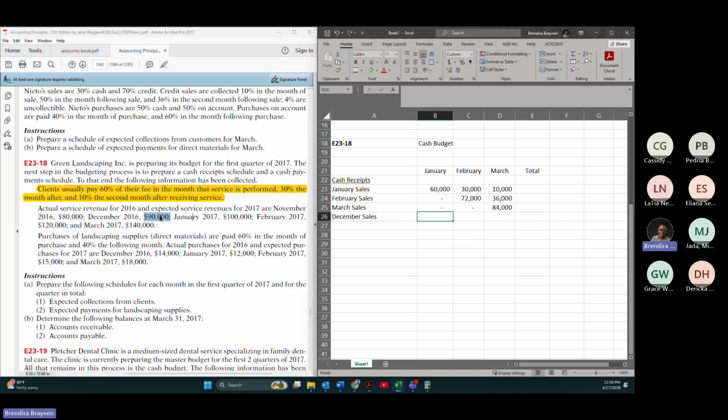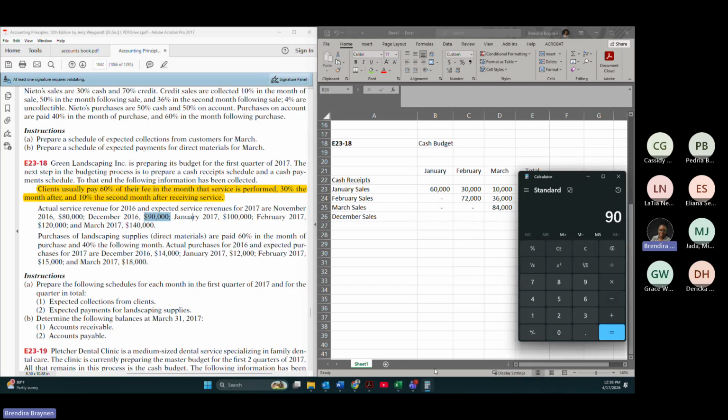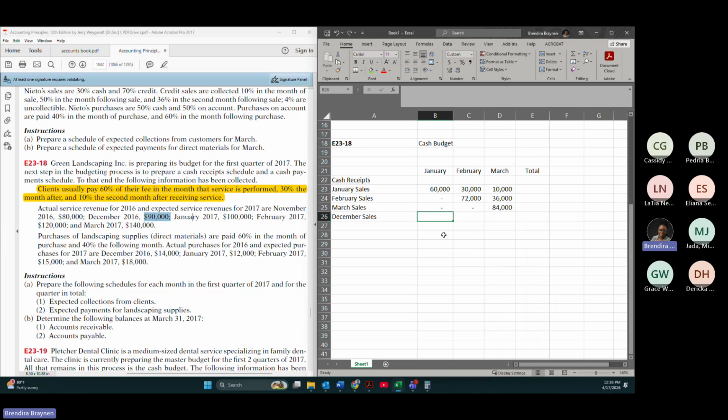90,000 is the amount. 90,000 times 30%. 9 times 3, I can't think about that either. 2,700. So 27,000 of December is going to be collected in January. And then the 10% of December is going to be collected in February. 10% of 90,000 is 9,000. And by March, everything is paid off. So technically, I don't need to collect anything in March.